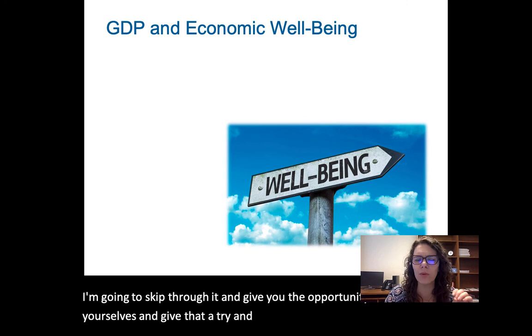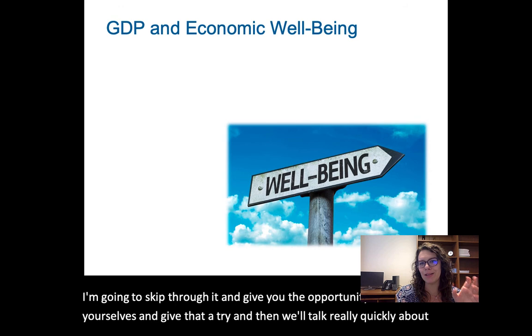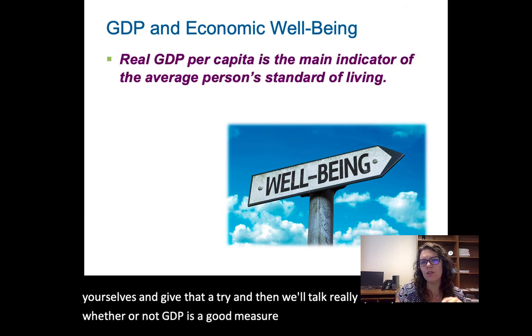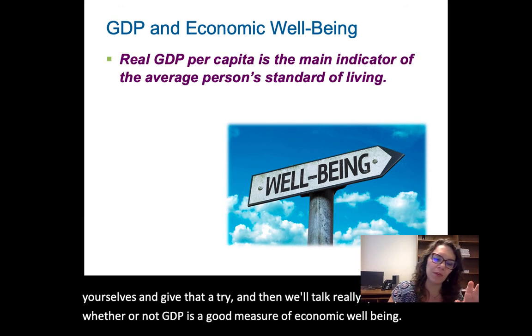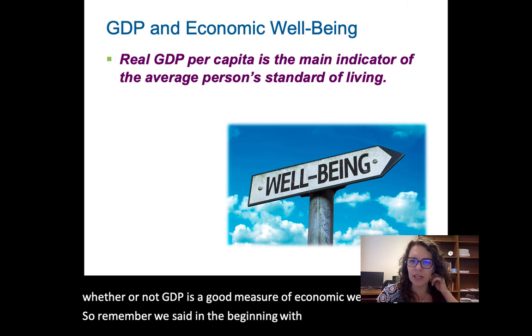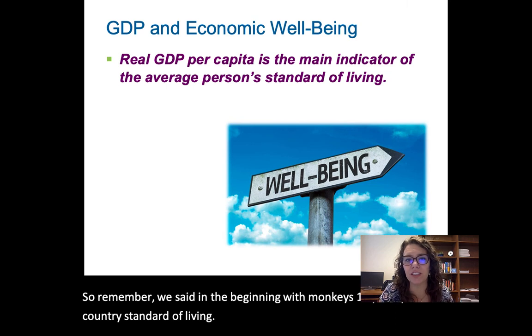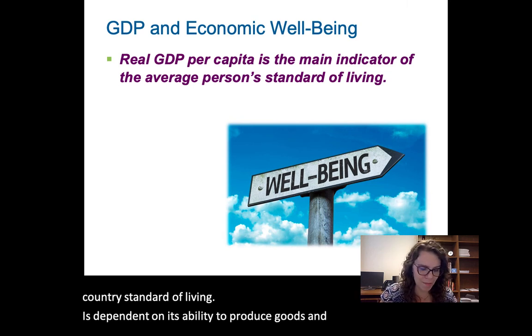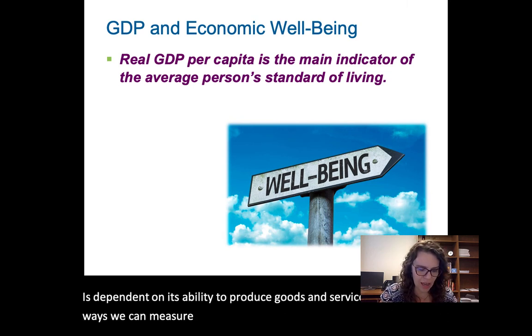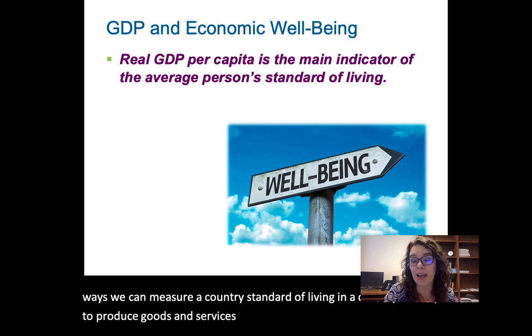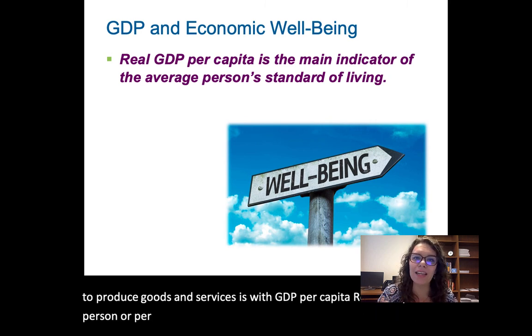And then we'll talk really quickly about whether or not GDP is a good measure of economic well-being. So remember we said in the beginning with Mankiw's 10 principles that a country's standard of living is dependent on its ability to produce goods and services. And one of the ways we can measure a country's standard of living and its ability to produce goods and services is with GDP per capita. Real GDP per person, or per capita, is our main indicator of a person's standard of living.